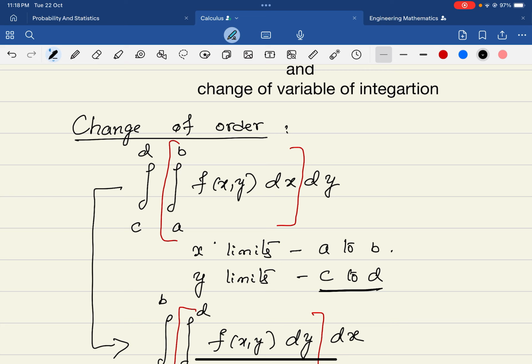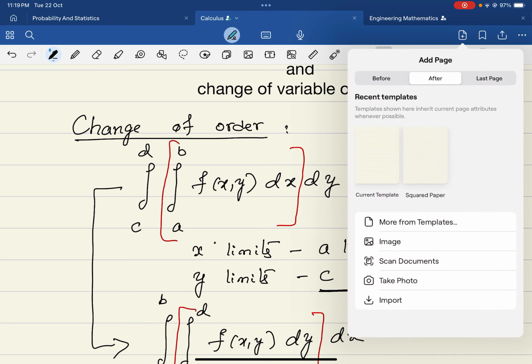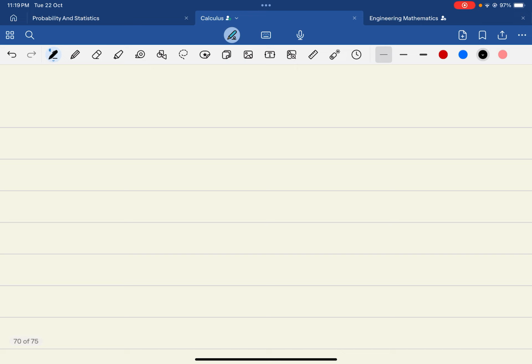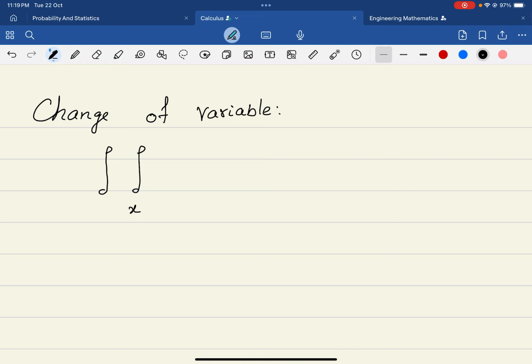But now let us slowly enter into change of variable of integration. In this we have to understand the concepts here. Change of variable of integration. Now in this, let us have any particular function. Let us say I write integral x to 1 and 0 to 1, and there is some function, let us say x only, and then dy dx.